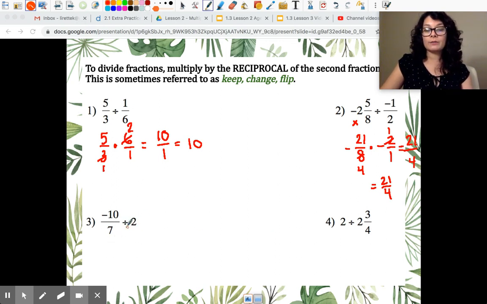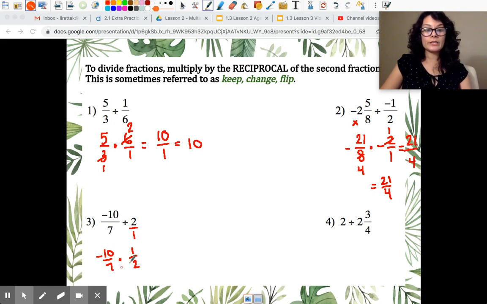Okay, let's take a look at number 3. We have an integer here. You want to make sure that the integer looks like a fraction first, so that you handle the reciprocal appropriately. I keep that first fraction the same. I change division to multiply. I flip the second fraction upside down to get the reciprocal.